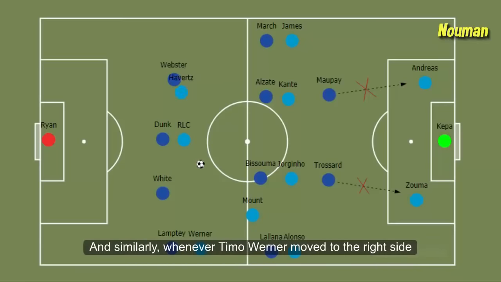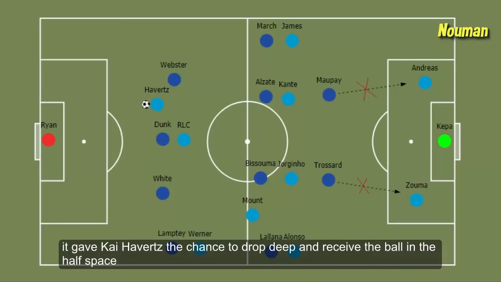And similarly, whenever Timo Werner moved to the right side, it gave Kai Havertz a chance to drop deep and receive the ball in the half space.